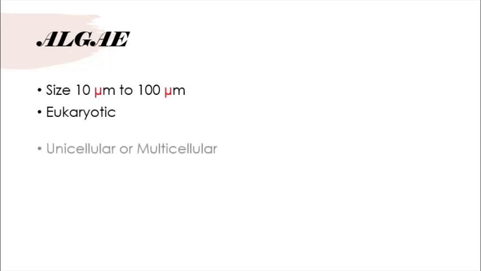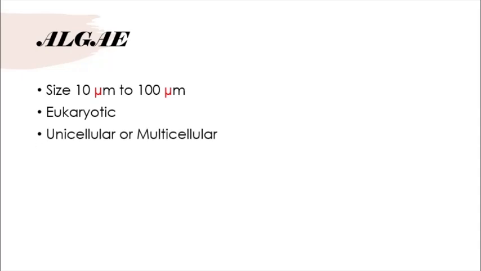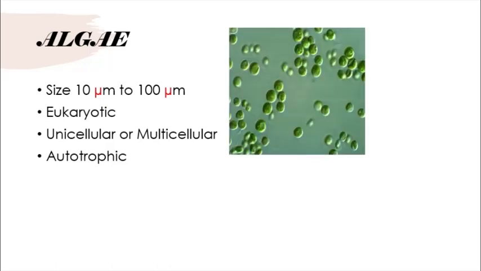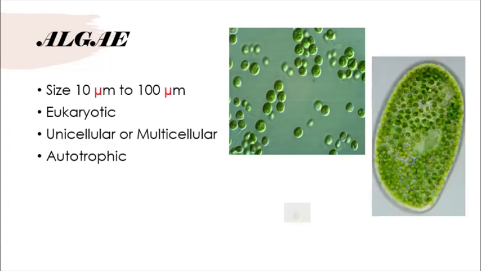The size varies from 10 micrometer to 100 micrometer. These are eukaryotic. They can be unicellular or multicellular. Very few algae are unicellular, mostly they are multicellular, and they are also visible with our naked eye. These are autotrophic. They have chloroplast in them. They are green in color and they can prepare their own food with the help of photosynthesis. A few examples of algae are chlorella and chlamydomonas.